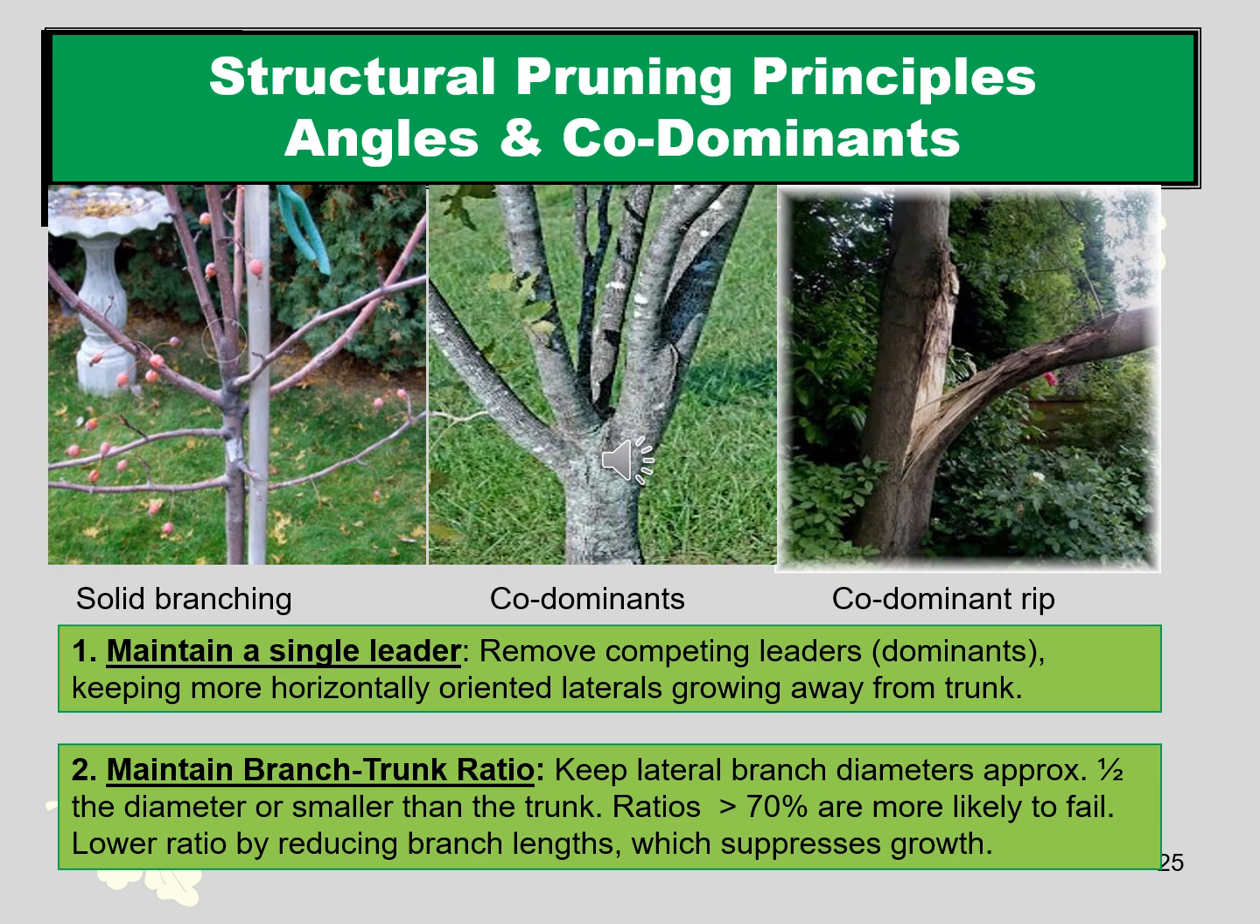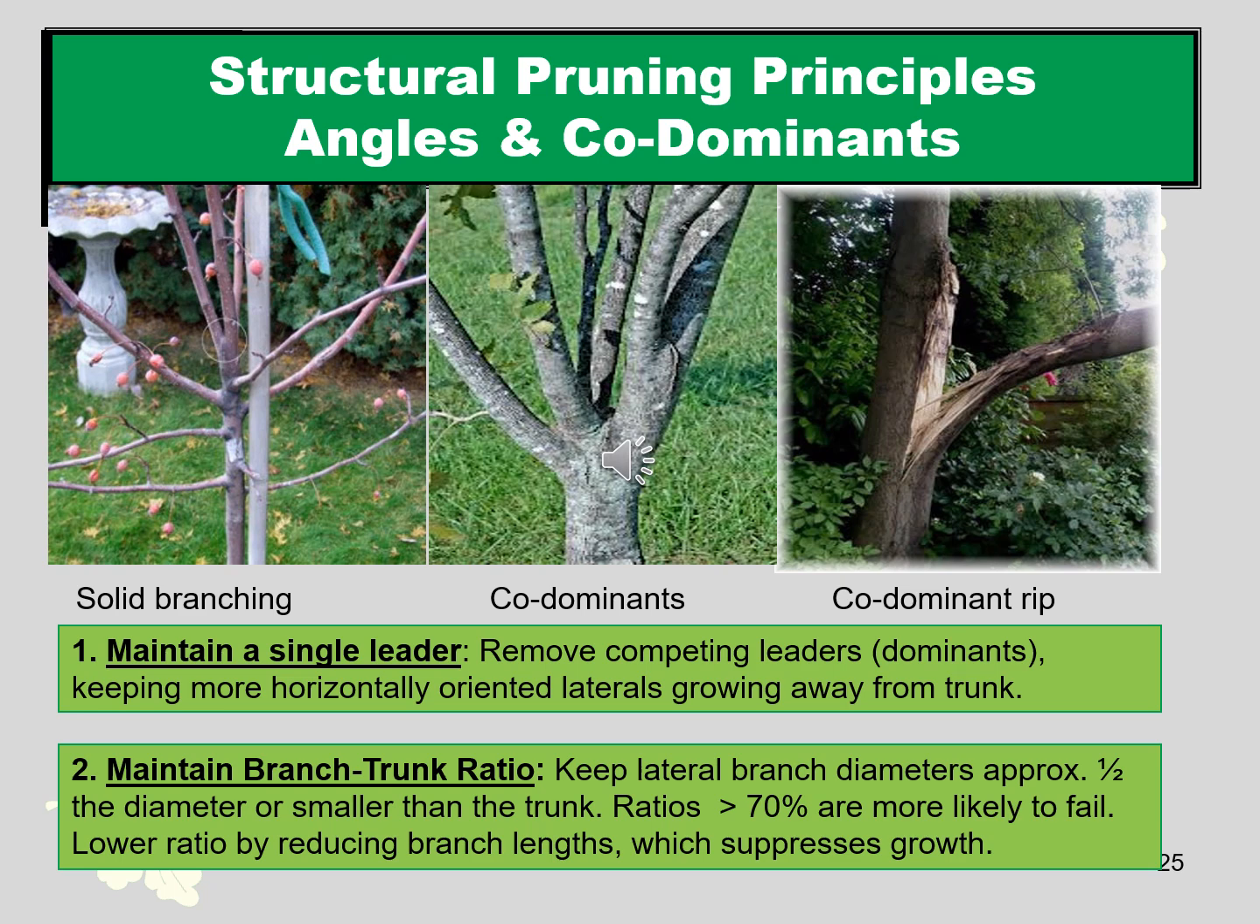If you look here in the center picture, codominance, there are like 1, 2, 3, 4, 5, 6 branches that are all pretty much going up. The problem with that is that those little areas in between those branches, those narrow, acute-angled areas, water can get in there and seep down in between the two codominant leader stems and cause rot in there.